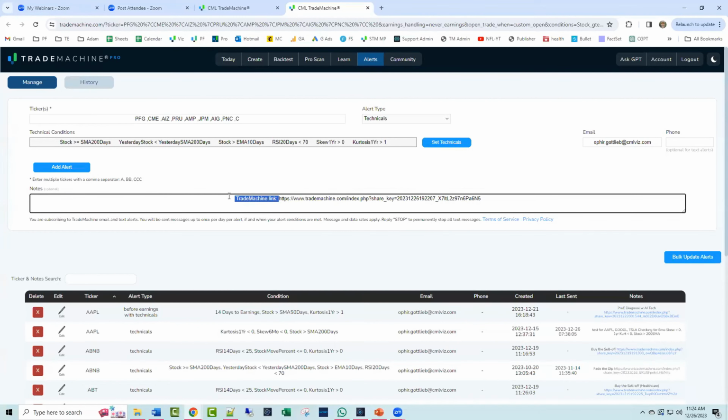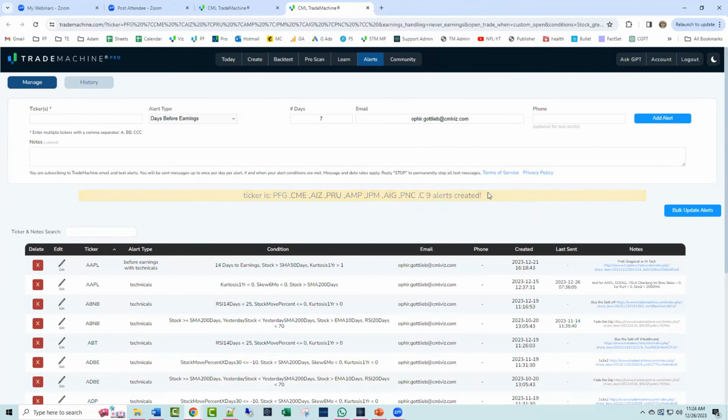And here my notes will be the dip, and I'll just put in parentheses financials, just so I know what I'm getting. When I get it in my email, I'm like, what is this, a financial trade? Okay, got it. Now just add the alerts. So 9 alerts are created.